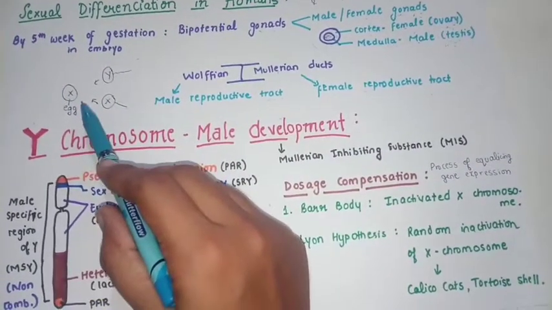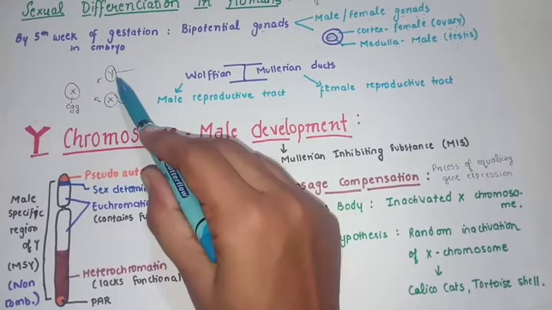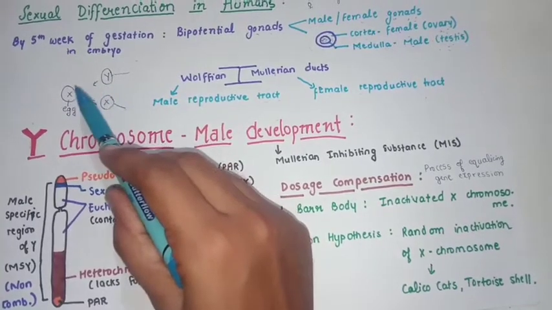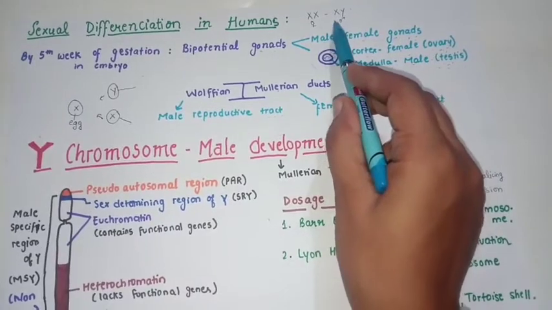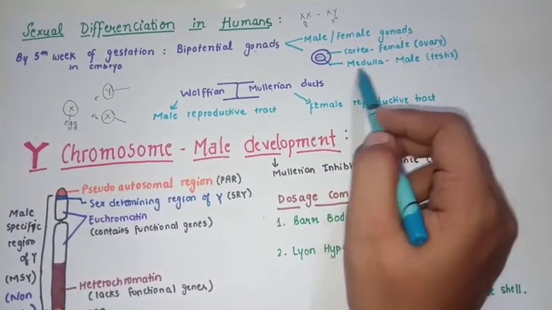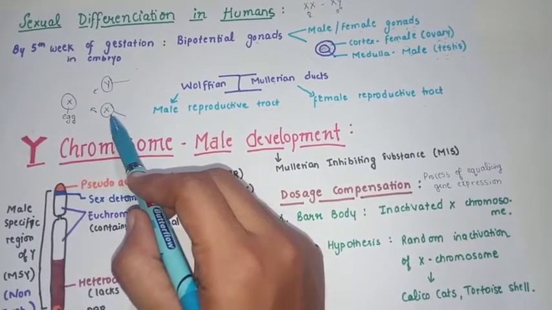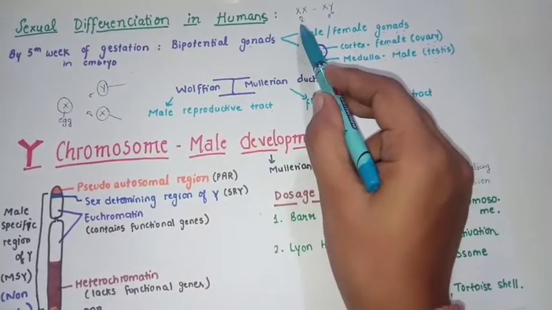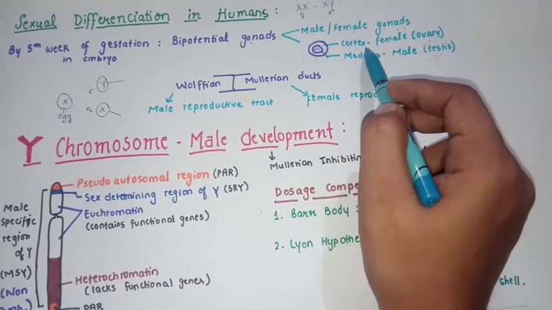As we know, the egg always has an X chromosome, while the sperm can have either a Y chromosome or an X chromosome. So when the Y chromosome of the sperm meets the X chromosome of the egg, there will be a male child. In this case, the development of the medulla will take place. Also, when an X sperm mates with the X egg, a female is formed, leading to the development of the cortex.